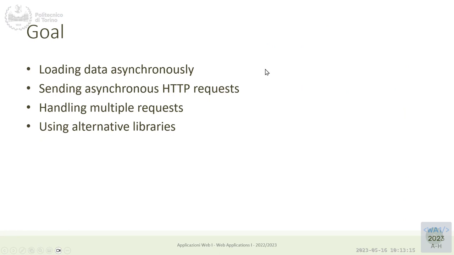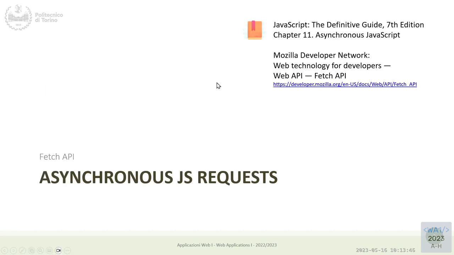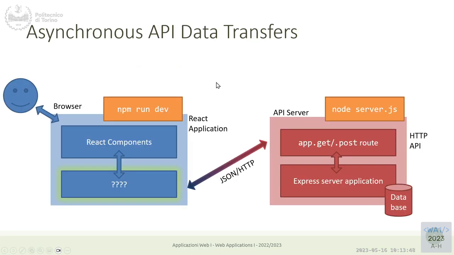So fetch is a function in the JavaScript standard library implemented by the browser, so it's not implemented by Node. Fetch is a function which is only available inside the browsers, that we can use to send asynchronous HTTP requests to any API server. We can send a GET or a POST or any kind of request from our own JavaScript code, okay? So how does it work?